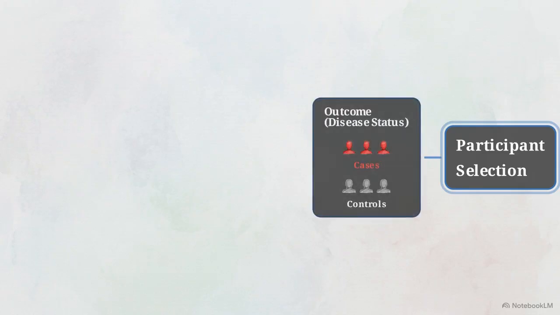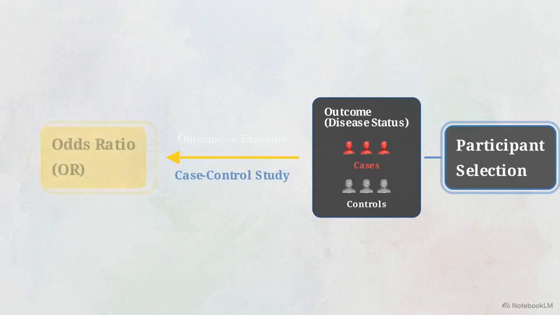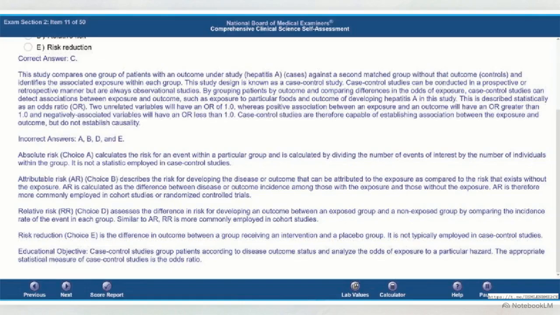Your first question is, how were participants selected? If researchers select patients by their disease outcome and look backward for a history of exposure, it is a case control study, yielding an odds ratio. This NBME explanation confirms the logic. Case control studies group patients by outcome status to analyze the odds of exposure. Since the exposure wasn't tracked in real time, the study cannot establish causality.